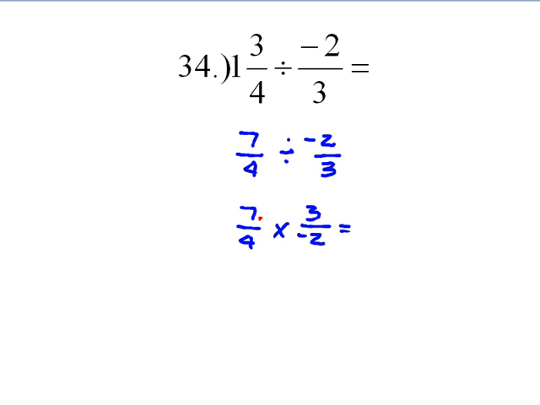So if we multiply across, the 7 times 3 is 21, and the 4 times negative 2 is negative 8. We can rewrite this again as negative 21/8. It makes no difference. We just normally are used to seeing the negative sign in the top of a fraction. So we can change that again to a mixed number of 2 and 5/8.